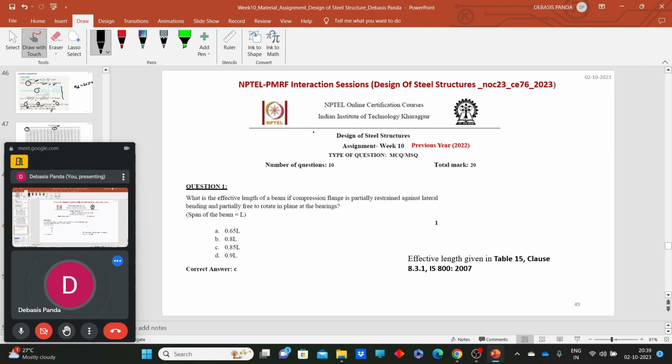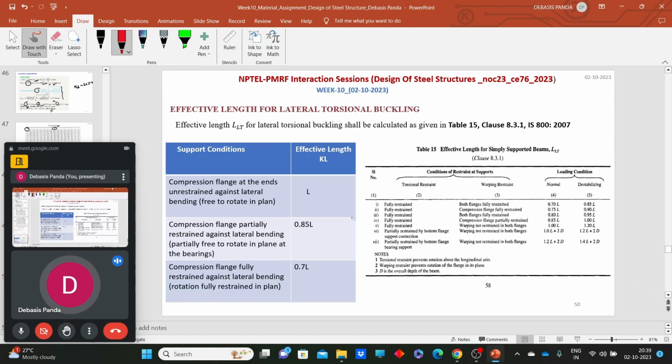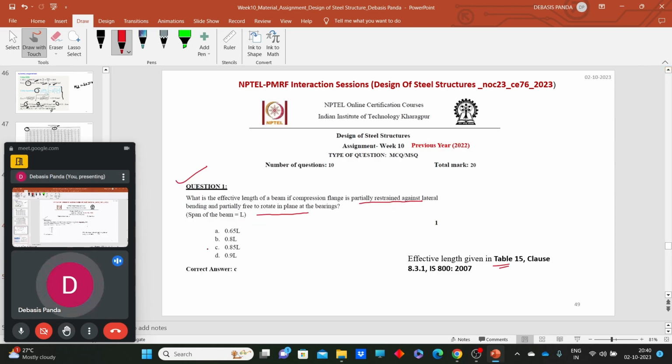Okay. So the first question, question number 1, says: what is the effective length of a beam if the compression flange is partially restrained against lateral bending and partially free to rotate in plane? So from where do we get the information? In Table number 15. If we look at Table number 15, we can get the value for partially free to rotate in plane. That is 0.85, or you can take the value from here also, 0.85. Compression flange is partially restrained. So option C is the correct option.